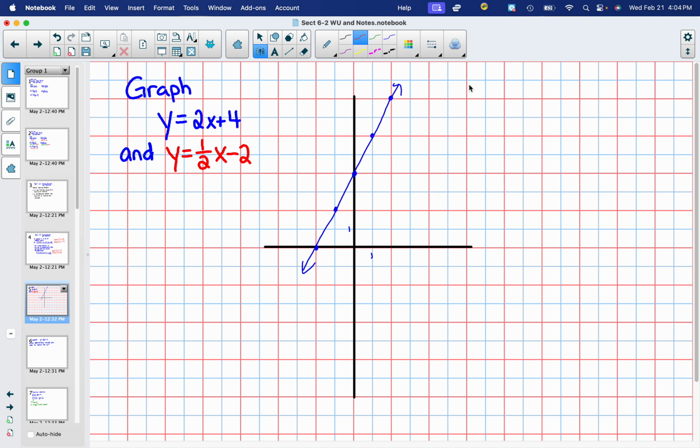Then for my other graph, my y-intercept is -2, and my slope is 1/2. So I'm going to go up 1 over 2, up 1 over 2, or down 1 to the left 2. And I'm going to draw that in.